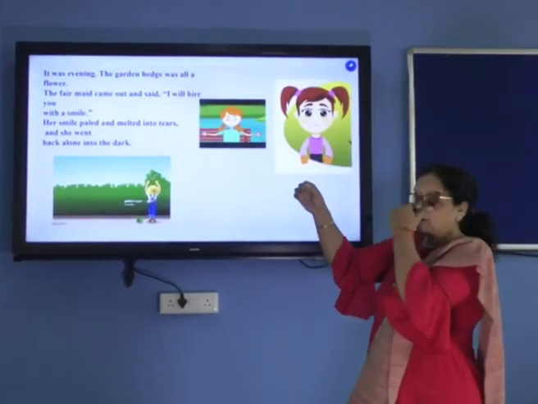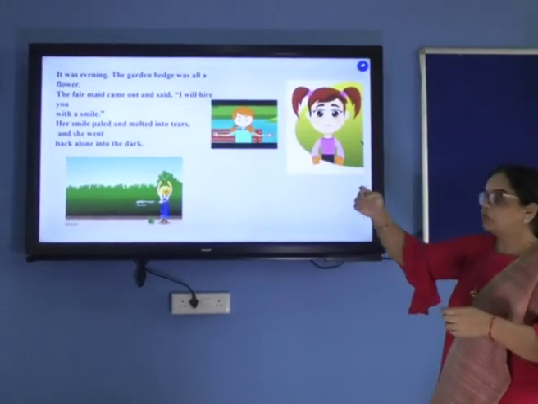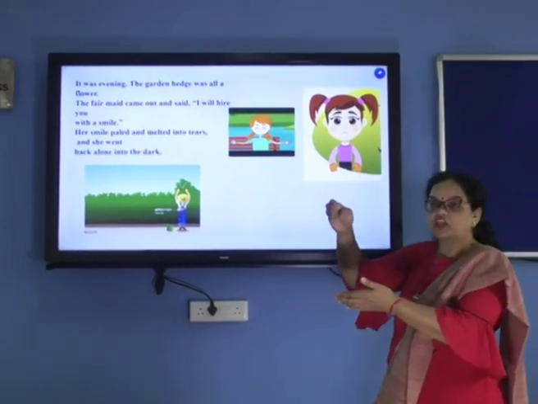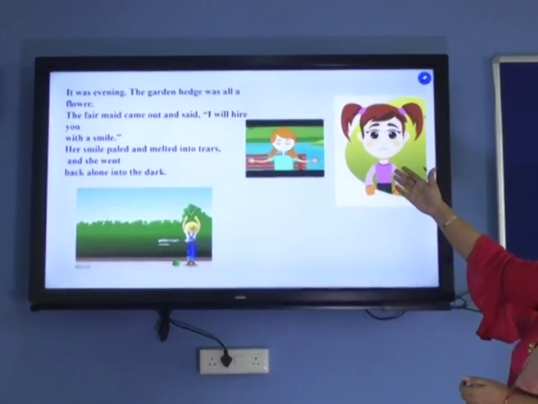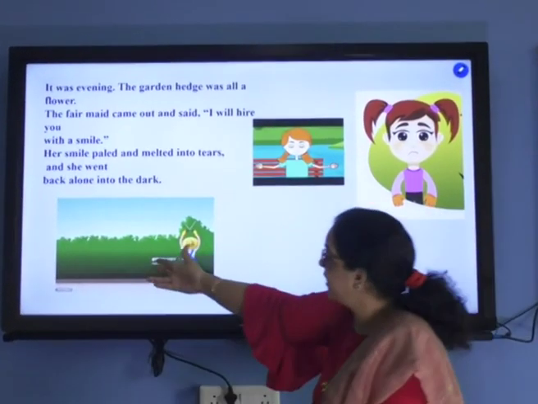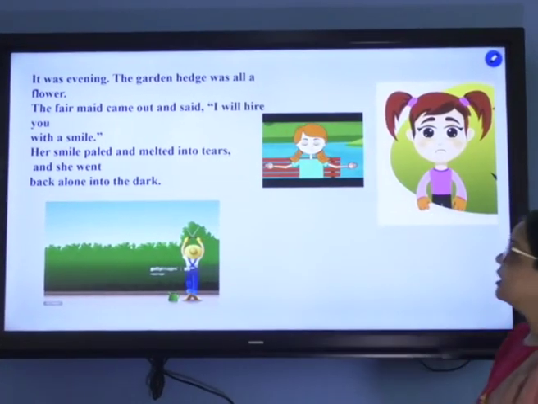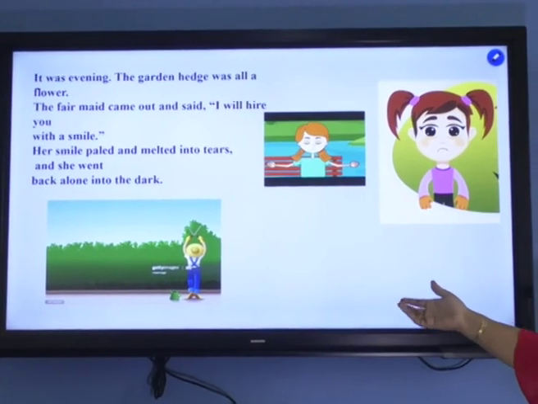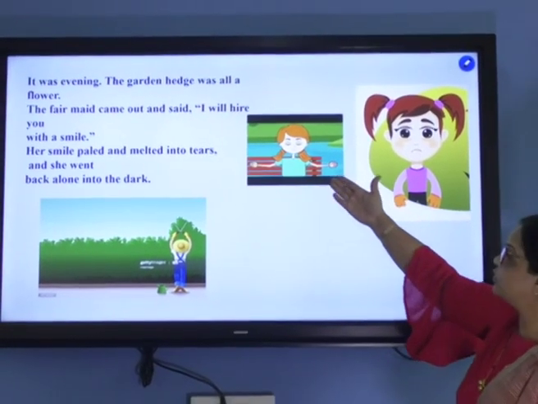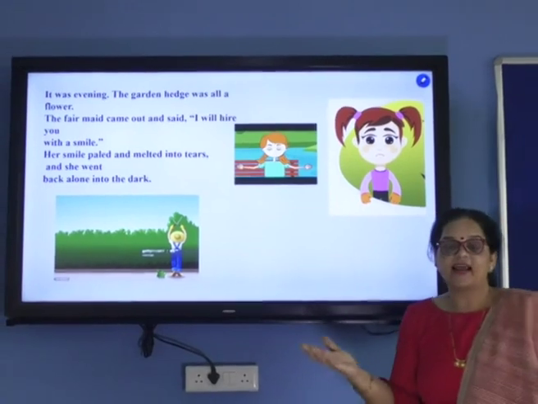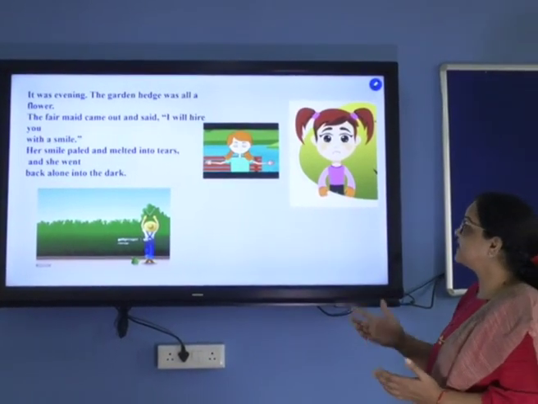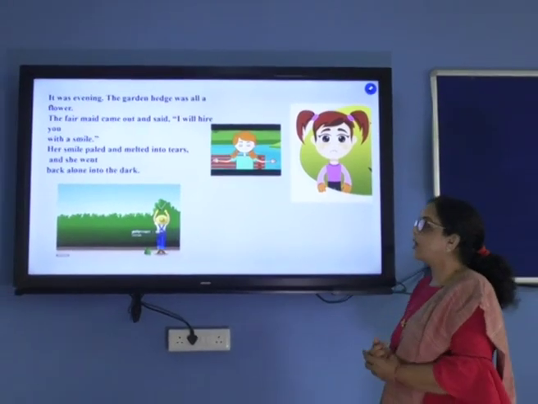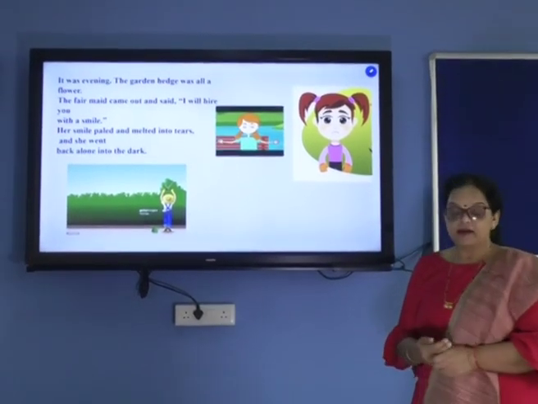It was evening. So now morning, afternoon, now evening. You can see the situations, how it has been explained. The garden hedge was all aflower. You can see the garden hedge here. The fair maid came out and said, I will hire you with a smile. Okay, she said, I hire you with a smile. Her smile paled and melted into tears, and she went back alone into the dark.